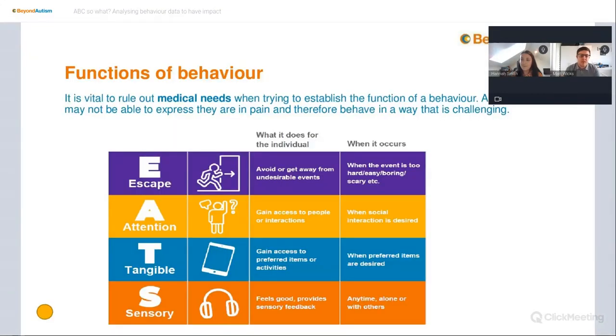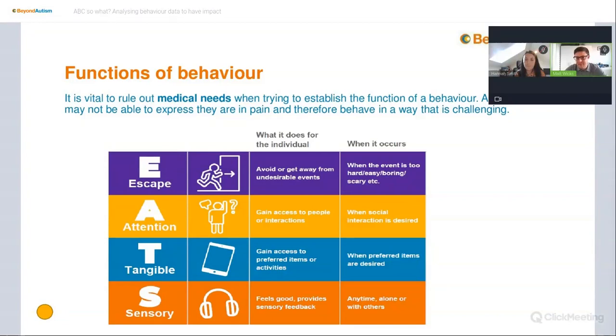Great, thanks, Hannah. So when we want to find out the function of behaviour, the first thing we need to do is make sure we're trying to rule out any medical causes. Maybe the young person's in pain and can't communicate that, which could be a reason for the challenging behaviours. So the first thing is we rule that out.